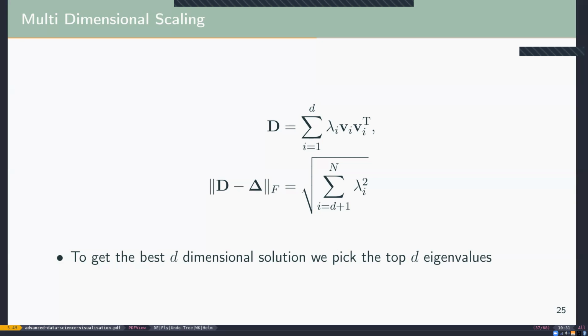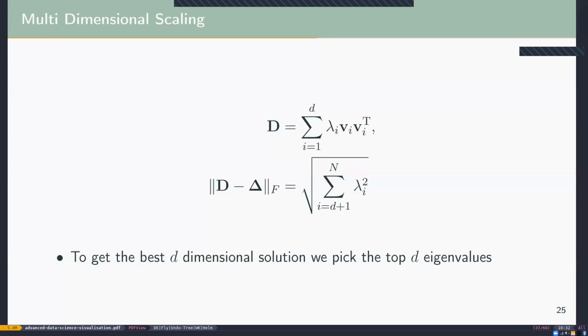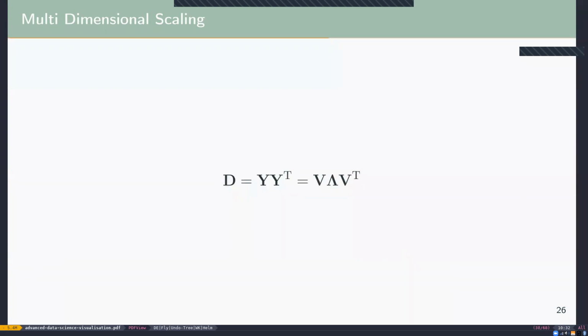If I want to pick a rank D, then the error that I have left is just the square root of the sum of the remaining eigenvalues in the proximity matrix. So if I do this, now I've found a D which has a guaranteed rank, because I picked that rank of this matrix. And now the last bit is that we know that D was just this inner product matrix.